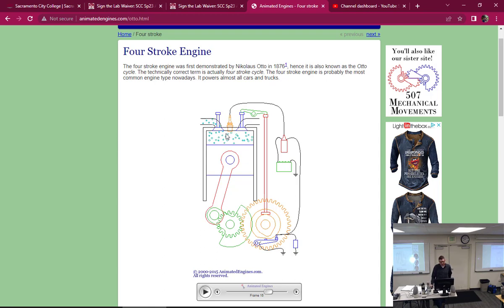The reason it does that is because it takes a while for fuel to burn. If we started the fuel burn right there, the fuel burn would basically be about the same speed as the piston, and you would not get a whole lot out of it. It's a way of looking at it. I don't know if that's entirely correct.